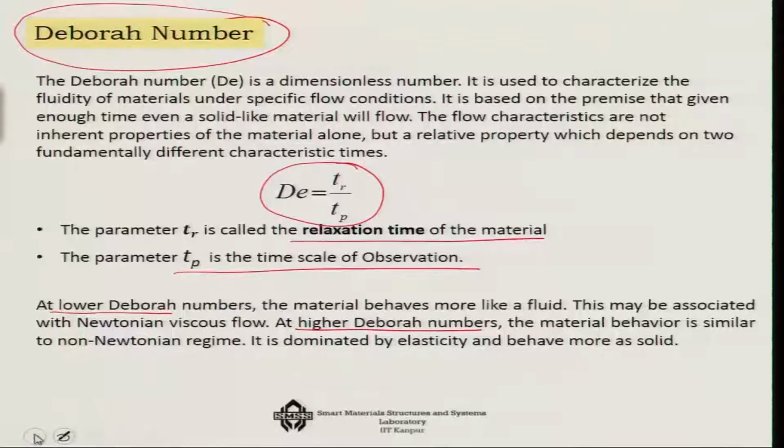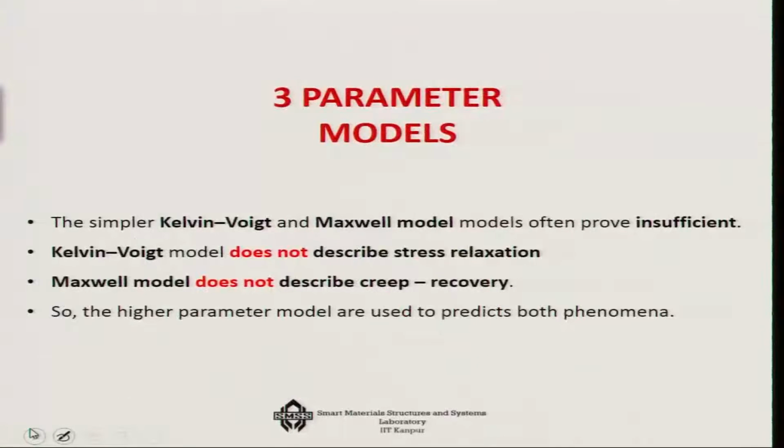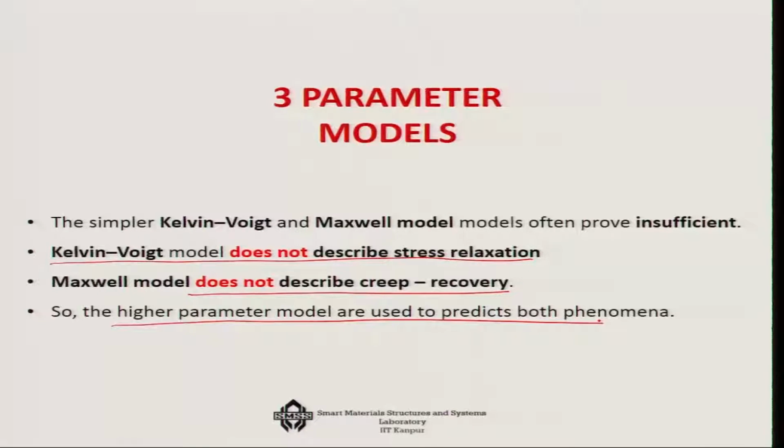Now, with this basic mechanical model, we will go to slightly higher order model, which is known as a 3-parameter model, and you would see that the limitation of Kelvin-Voigt model, that it does not describe stress relaxation, and the Maxwell model, that it does not describe creep recovery. This can be answered with the help of these higher parameter models, which are used to predict both the phenomena. So, we will try to find out the formulations of some of these models now.